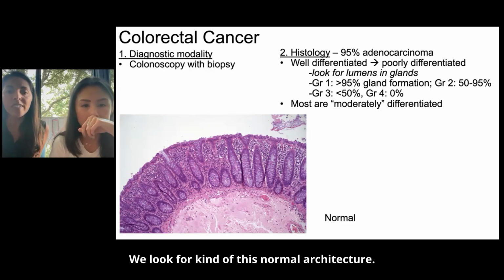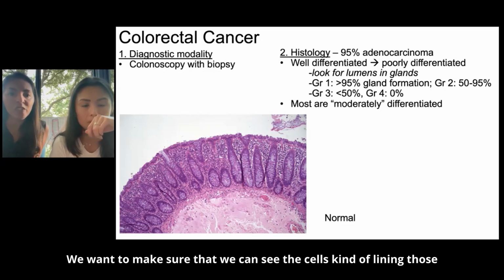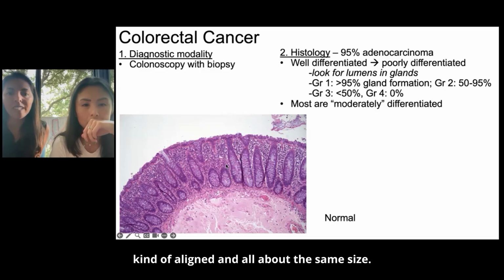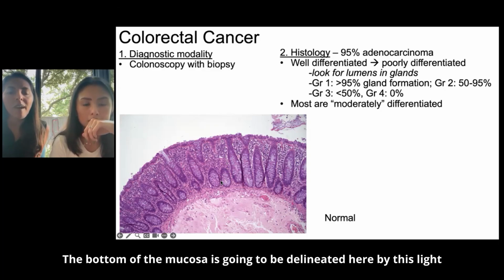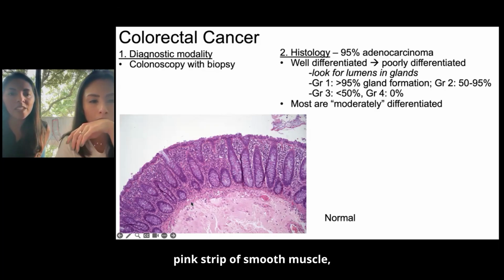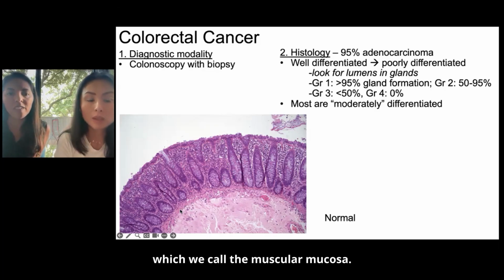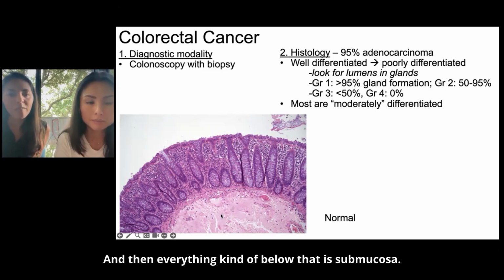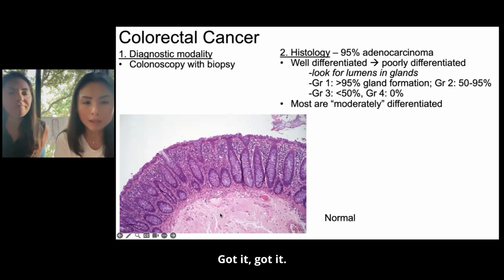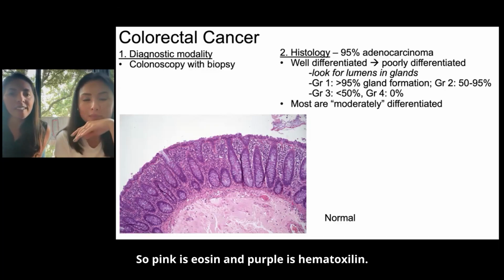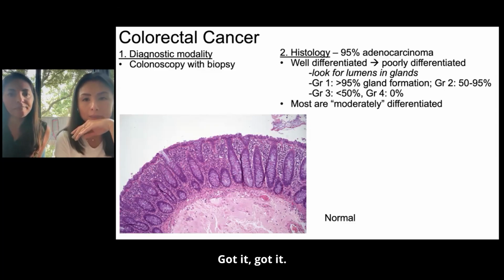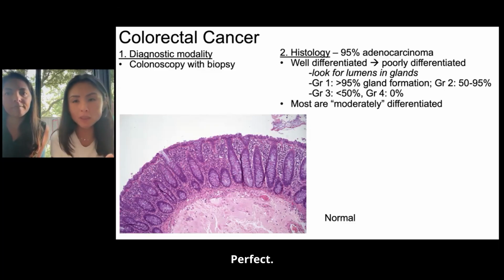We look for this normal architecture. We want to make sure that we can see the cells lining those crypts and all the nuclei aligned and all about the same size. So basically looking for normalcy. The bottom of the mucosa is going to be delineated here by this light pink strip of smooth muscle, which we call the muscularis mucosae. Got it. And then everything below that is submucosa. Got it. And this is H&E, right? What's H&E stain? Pink is eosin and purple is hematoxylin. Got it. Okay. Perfect. So this is normal.